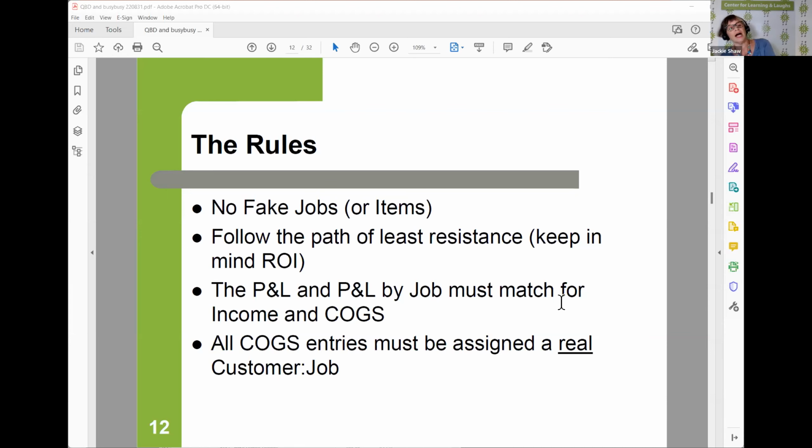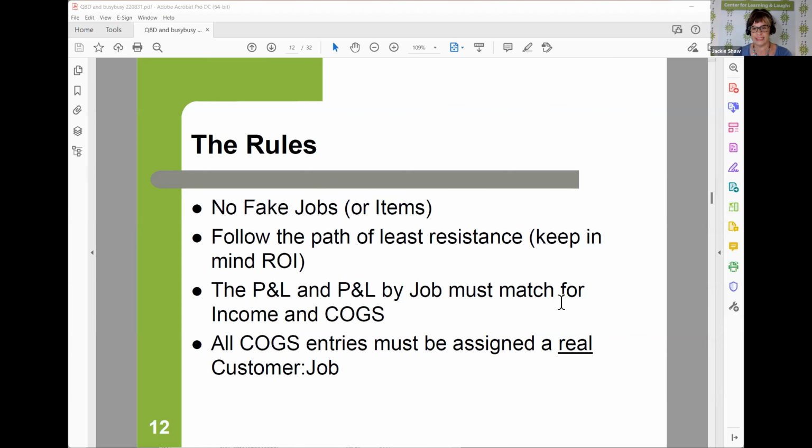So the rules are no fake jobs or items. So I don't want to see a job in your QuickBooks file called shop time or shop expenses or admin or paid time off, right? Those are not jobs. Customer jobs are real people who are actually paying you money to do work.